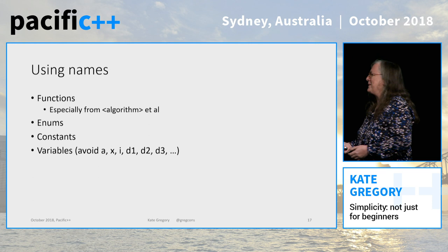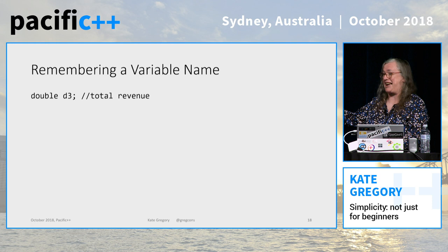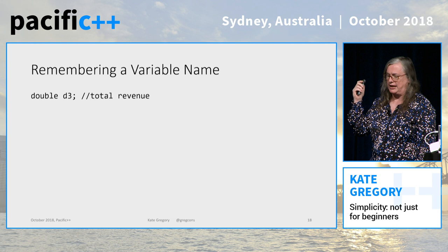Here's a real code. It's like, oh, it's all fixed now. I added a comment. So that's great. A friend of mine in fintech told me, it's a terrible example. No one keeps money in doubles. I'm like, oh, you think so?